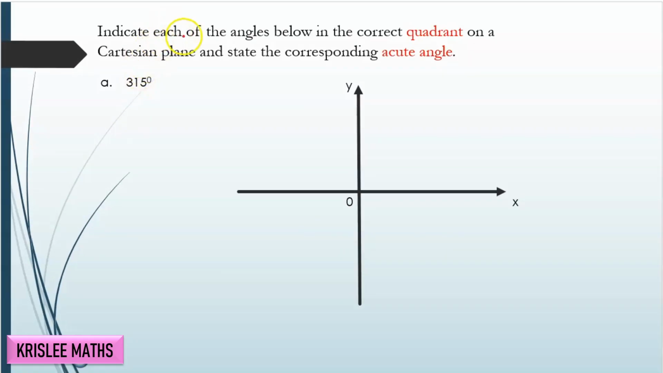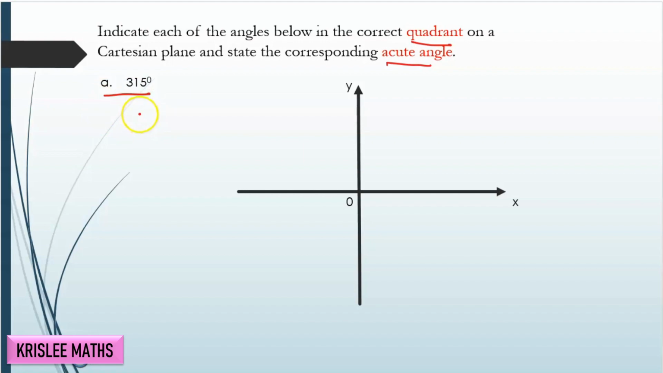Okay, indicate each of the angles below in the correct quadrant on a Cartesian plane and state the corresponding acute angle. Okay, so we need to state the quadrant and also the acute angle. So we just learned the position of the acute angle for each of the quadrants. Okay, now you're given the angle. It is a positive angle.